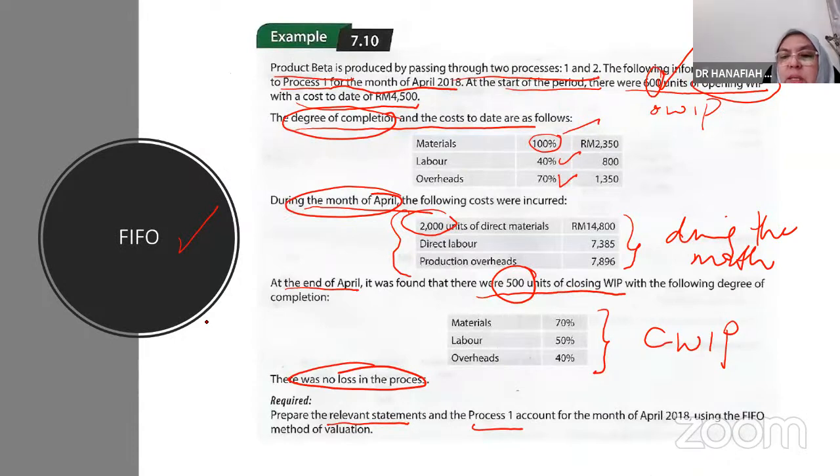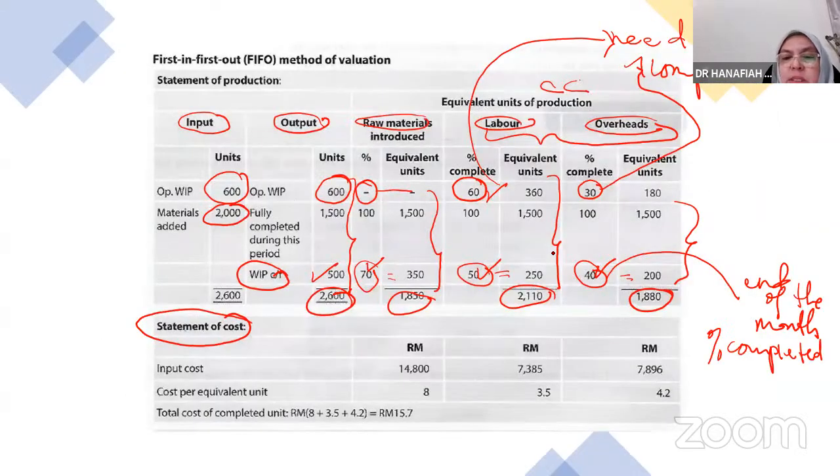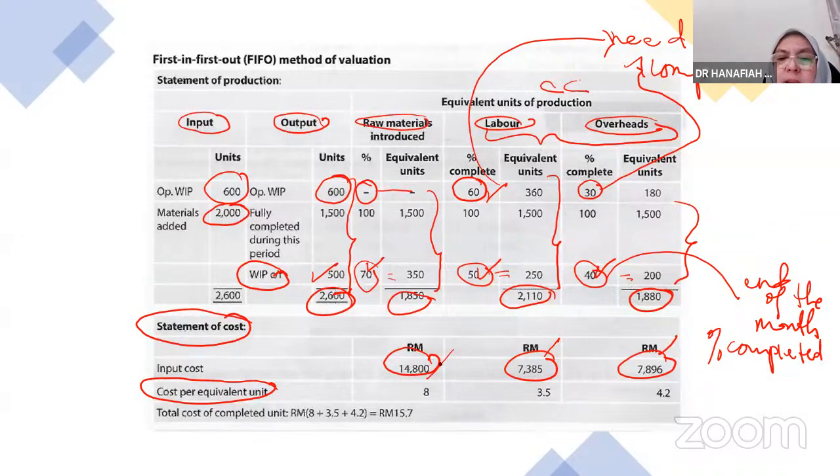Refer to the question. This is the cost, and I transfer it to here. This is for raw material, this is for labor, and this is for overhead. Now when I want to calculate the cost per unit, that 4,000 I divide by 1850, this one I divide by 1110, and this one by 1880. Again, I will get my cost per unit.